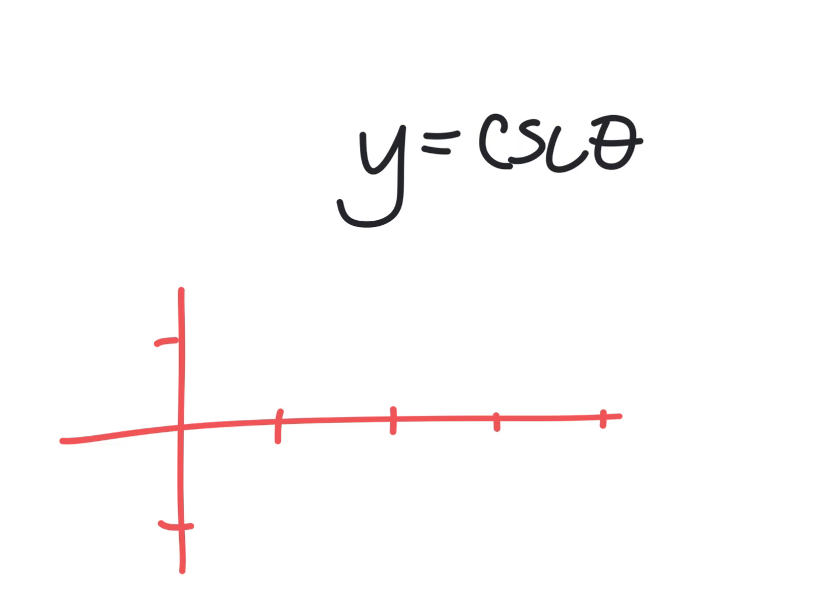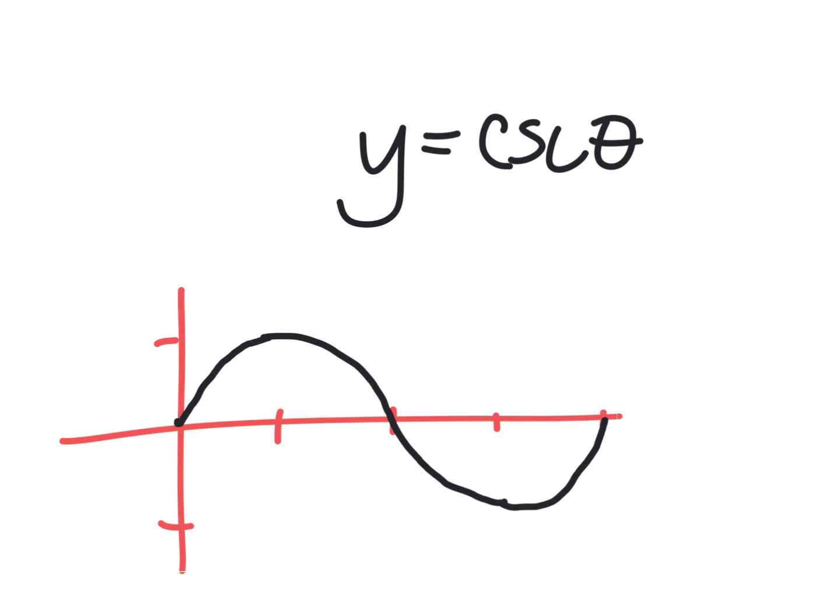So we're going to graph cosecant. To start that, we're going to graph sine. Sine starts at 0 and quickly rises to its peak, then goes to its lowest point, and then ends back at 0 where it started.